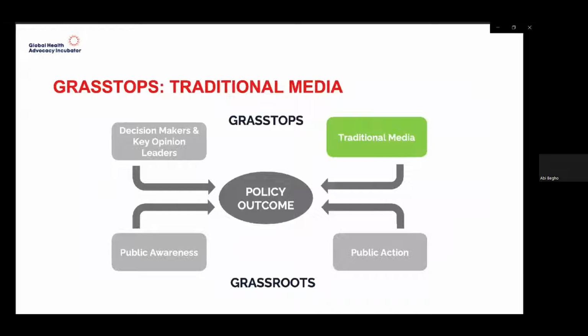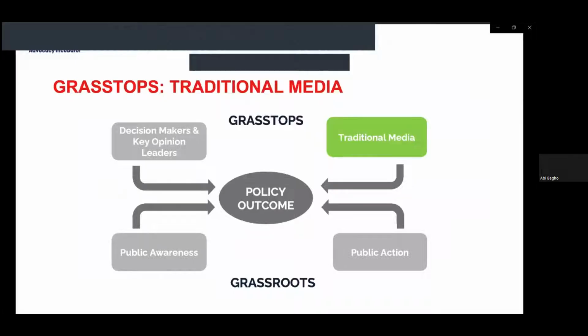And then let's talk briefly about traditional media, because obviously we know that those decision makers spend a lot of time looking at traditional media.